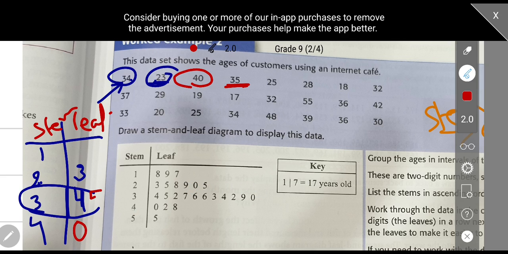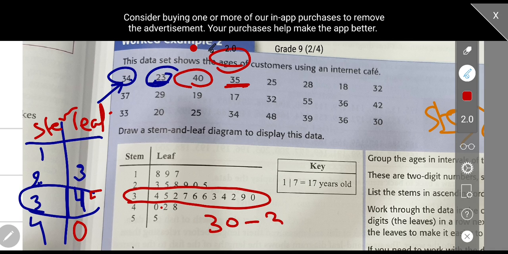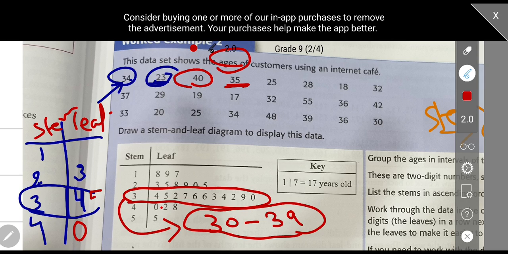Now here in 4, we have 40. So the ages will be here: 40, 42, 48. Here 55. And so on. Here 18, 19. Which interval has the most? It is in the 30s. The interval from 30 to 39 has the most values. This is what this means, that 30 to 39.